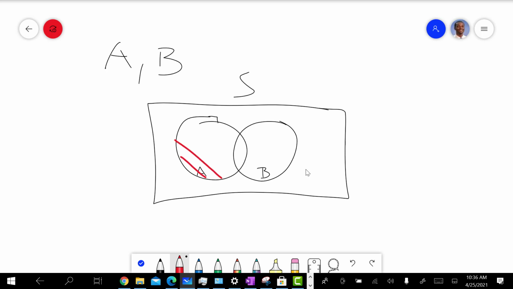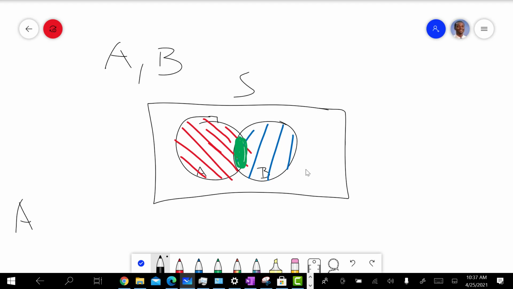The part of A is all this. The part of B is all that, and the part that belongs to both at the same time is the middle. So the union will consider the red portion, the blue portion, and the red and blue portion at the same time. That's what's called the union, and the union between two sets in mathematical notation is A ∪ B. That's how it's represented.